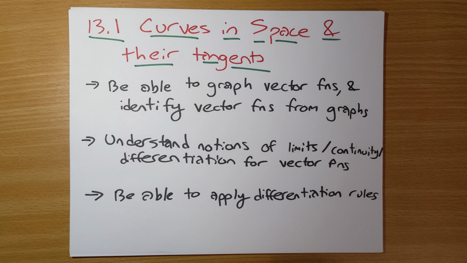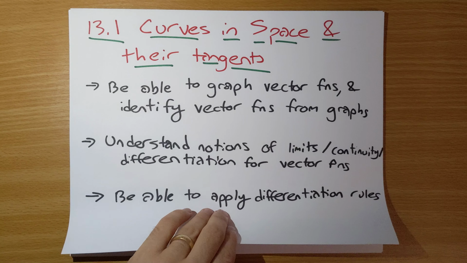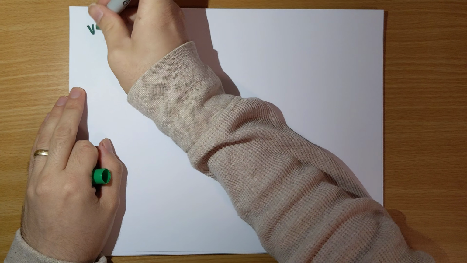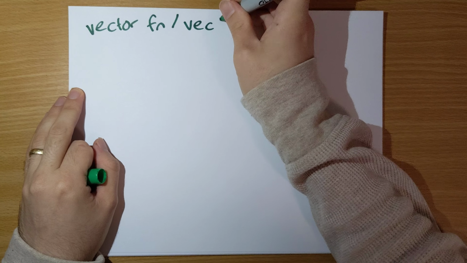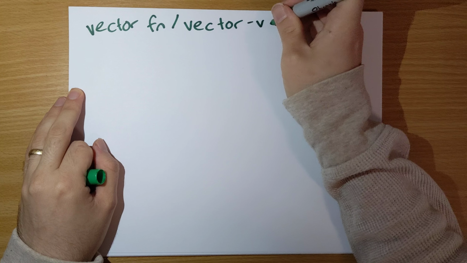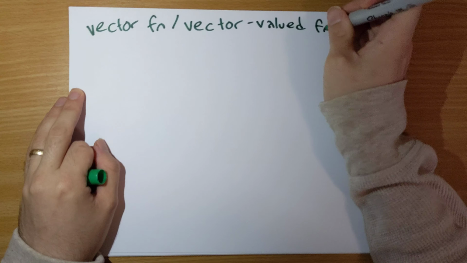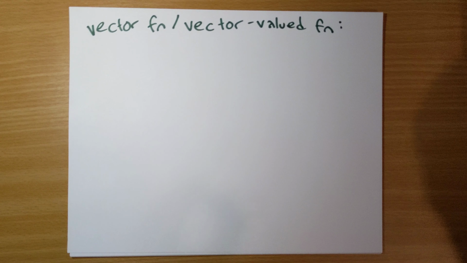You should be able to understand notions of limit and continuity and differentiation for vector functions and be able to apply differentiation rules. So, big question here, I guess, is what is a vector-valued function? Vector function, vector-valued function. We'll use these two terms interchangeably. It's a function that looks like this.